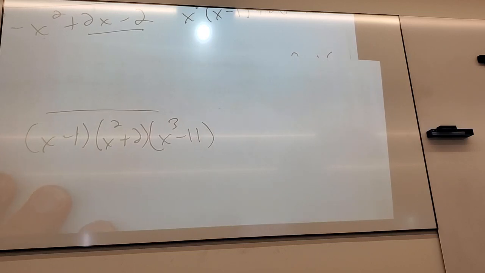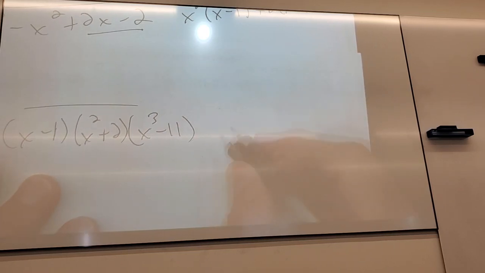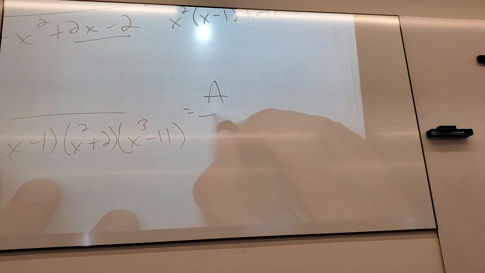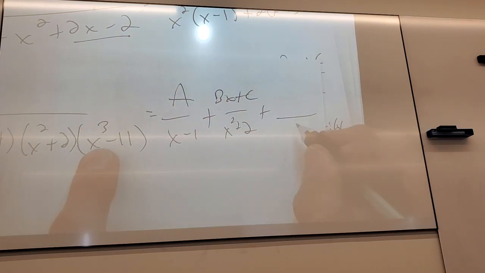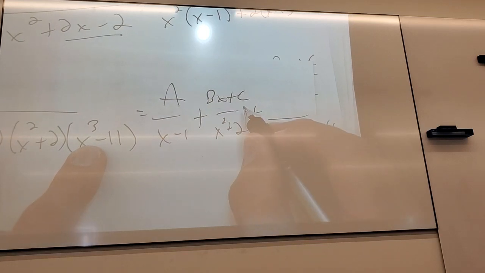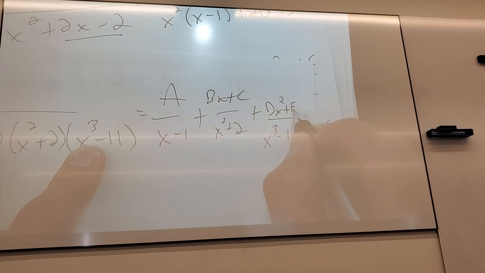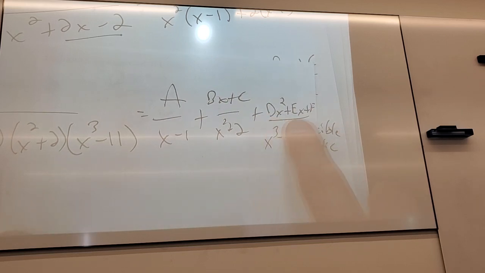Say I have this. Then the top, one of them would be A over x minus 1 plus Bx plus C over x squared plus 2, plus, Dx squared... no, I already got a C. Okay, so Dx squared plus Ex plus F. That's the most general second degree expression. There it is.